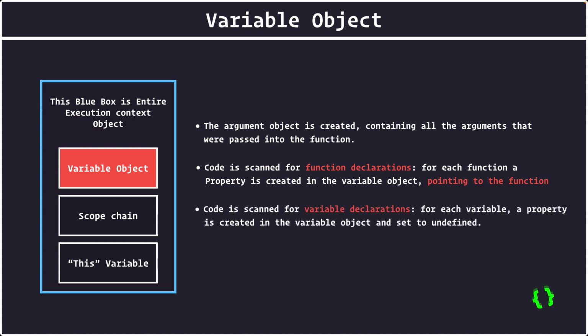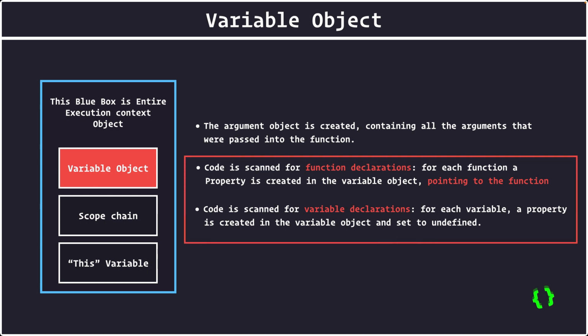And lastly, the code is scanned for variable declarations, and for each variable a property is created in the variable object and set to undefined. And these last two points are what we commonly call hoisting. Functions and variables are hoisted in JavaScript, which means that they are available before the execution phase starts. They are hoisted in a different way though. The difference between functions and variables is that functions are already defined before the execution phase starts, while variables are set to undefined and will only be defined in the execution phase.